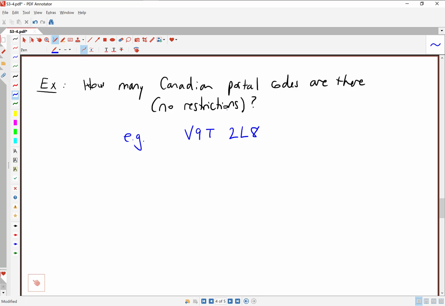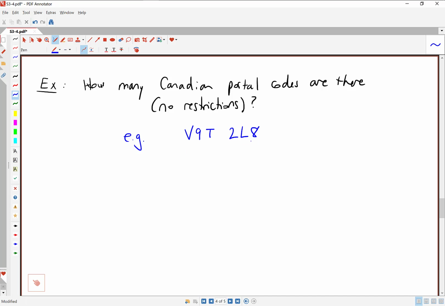Now in practice, some Canadian postal codes are not used. For example, I believe the letter O is not used, and there may be some other restrictions as well. But let's forget about those restrictions, and let's just say the pattern is letter, number, letter, number, letter, number, and we're going to count the number of possibilities.